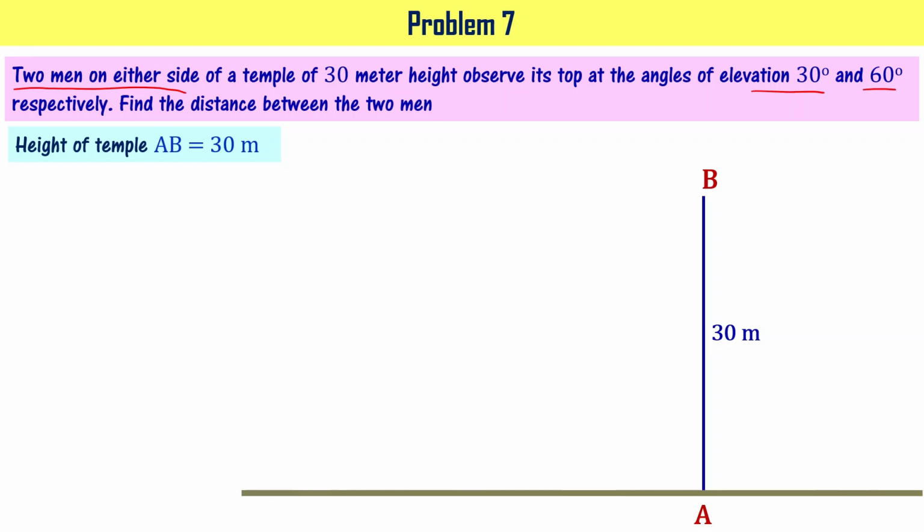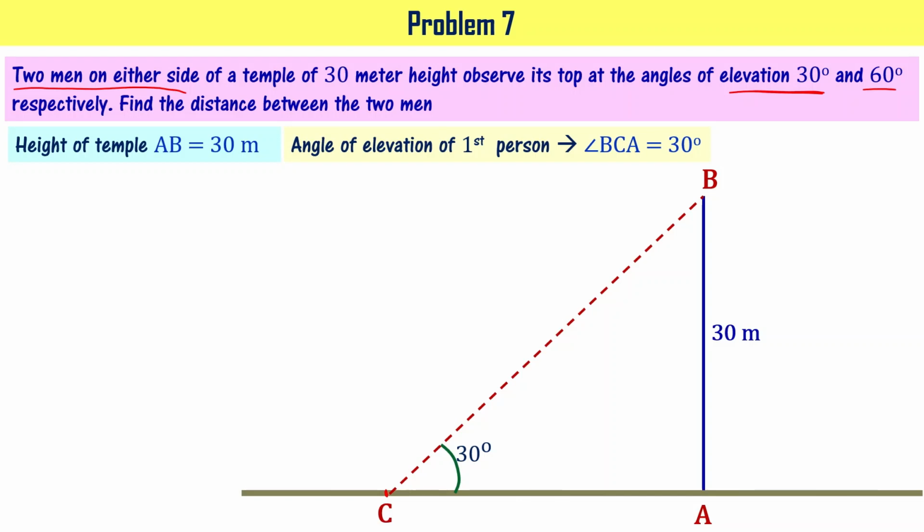Now let's consider the first person. Say that he is standing at C and the angle of elevation is 30 degrees for the first person. It means when you draw line BC, it is going to make angle 30 degrees with line AC, right? This is called angle of elevation of the first person, that is angle BCA, that is equal to 30 degrees. If you observe triangle ABC, it is a right angle triangle, right? Angle A is 90 degrees and angle C is 30 degrees. It is an acute angle.